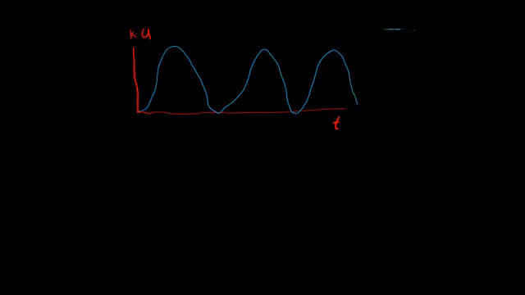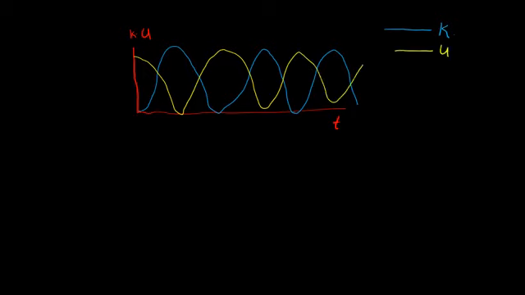So this line represents the kinetic energy. Okay, and then for potential energy, I can say that it is like this one. So this is the graphical representation of potential energy. So from here you can see that this is the time and this is the potential and kinetic energy.